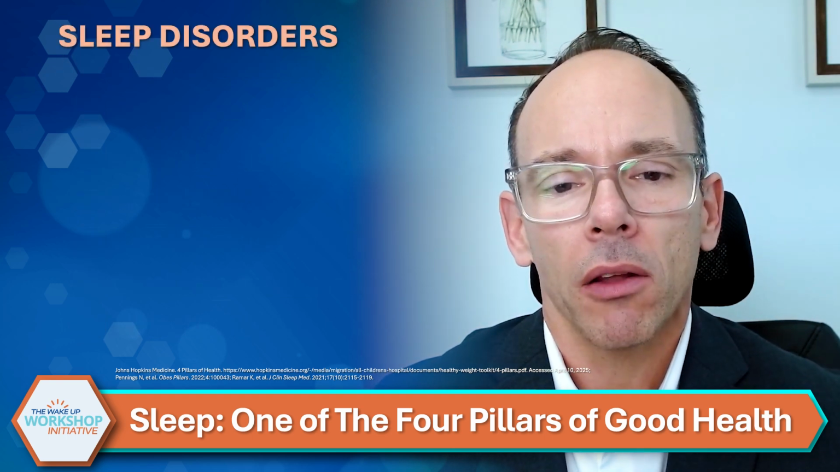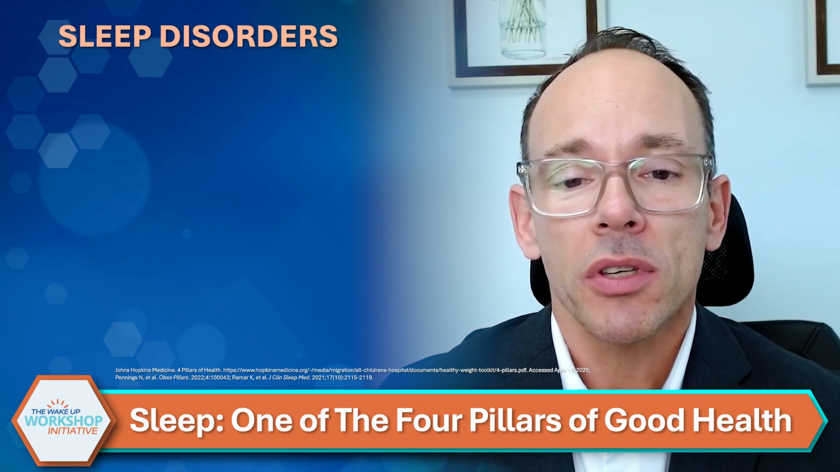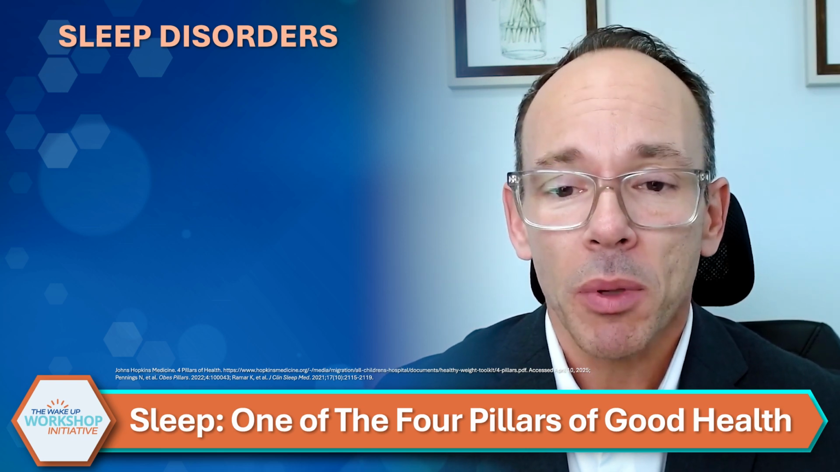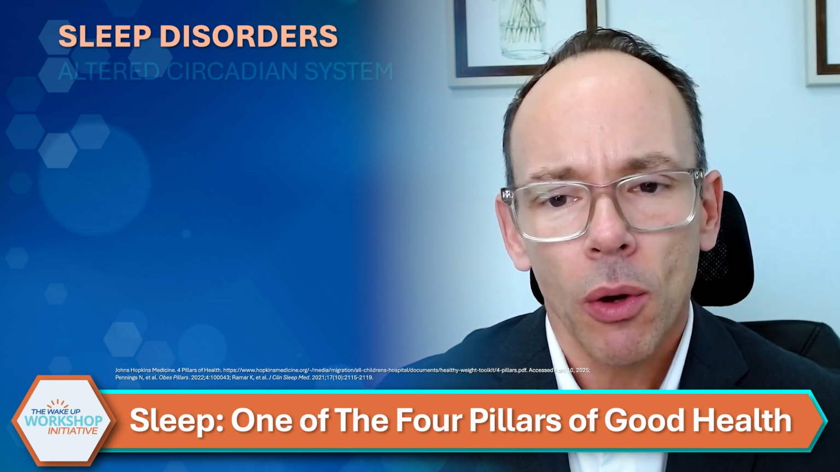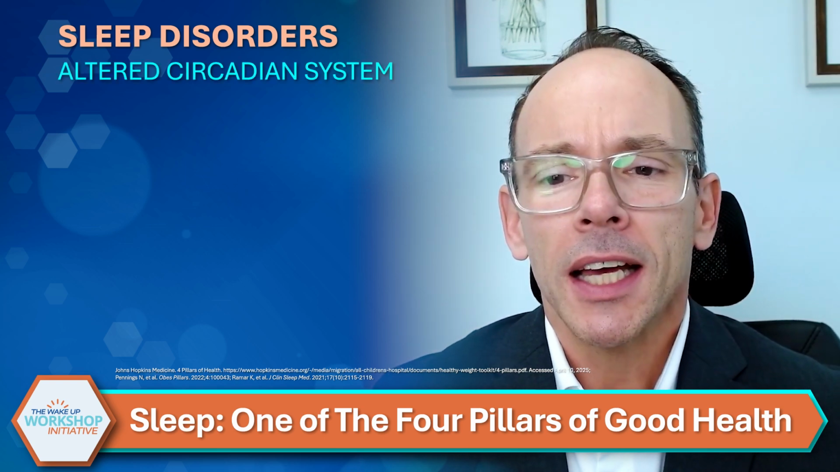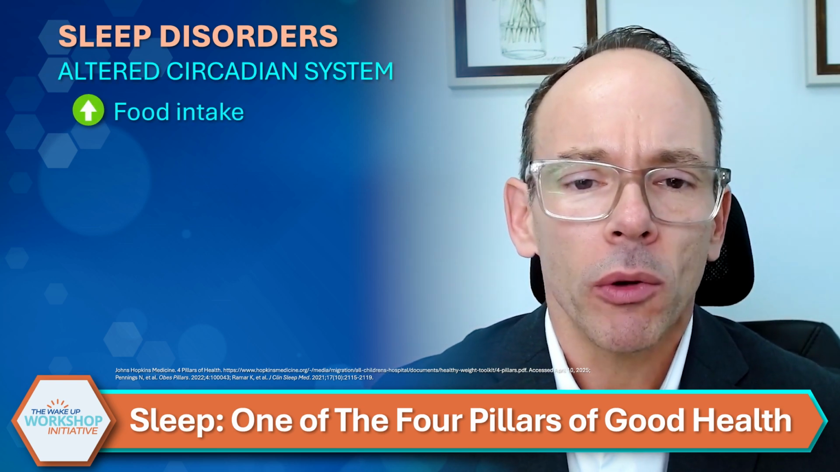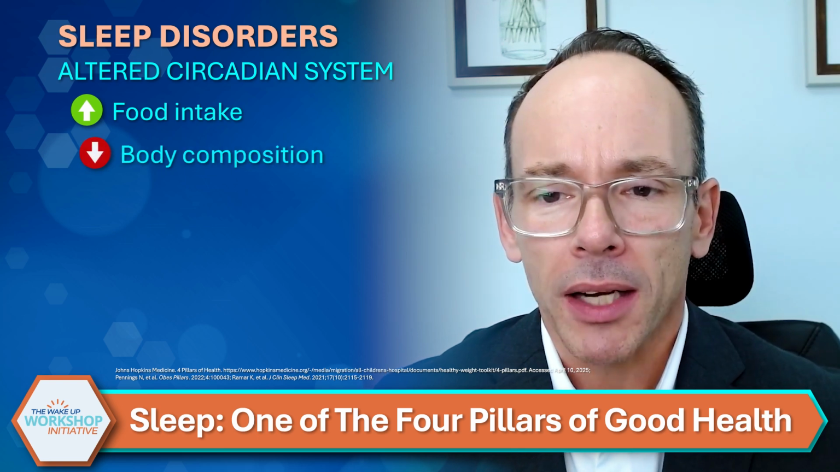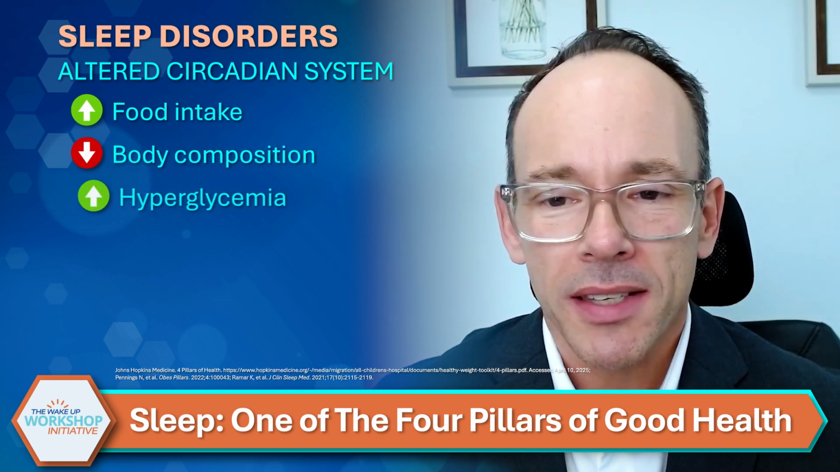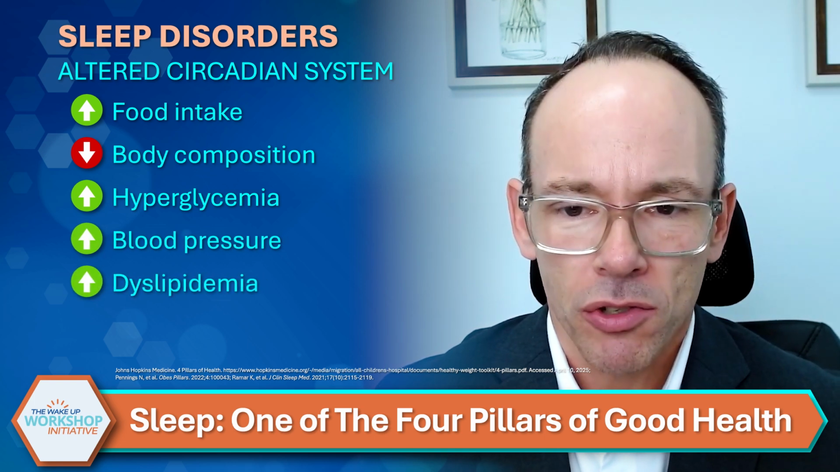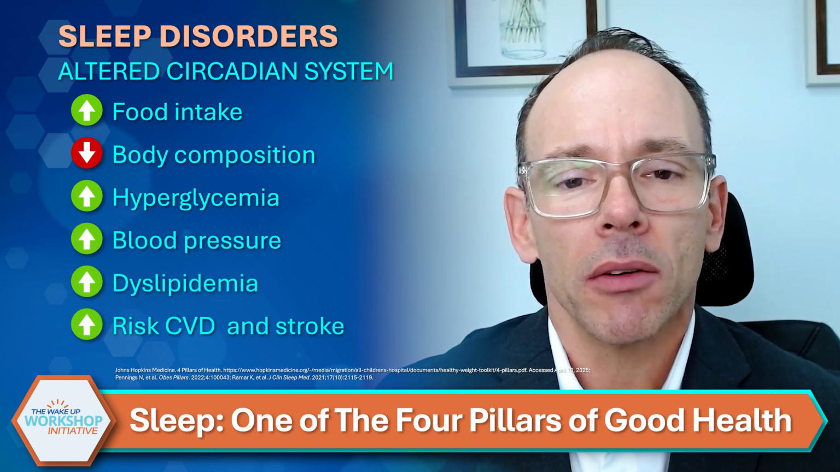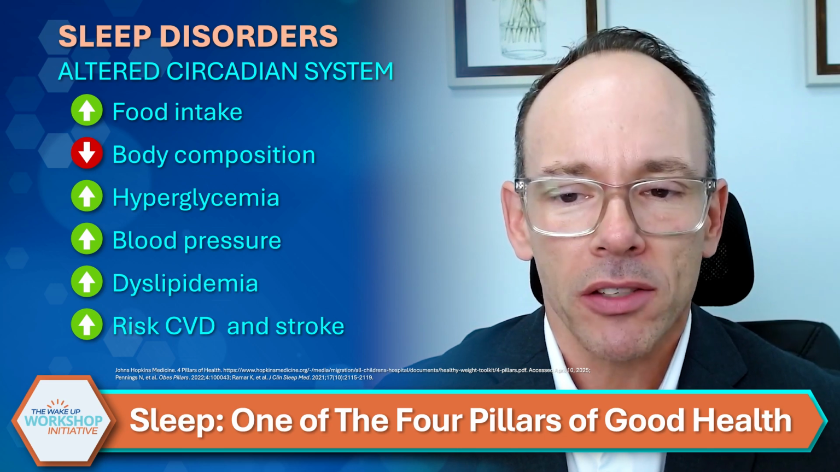We know that a large percentage of adults in this country do suffer from some degree of sleep impairment, and it can be manifesting in different ways. So altering circadian rhythm has been shown to influence food intake, body composition, glycemic control, blood pressure regulation, lipid control, and ultimately result in an increased risk for cardiovascular disease and stroke.